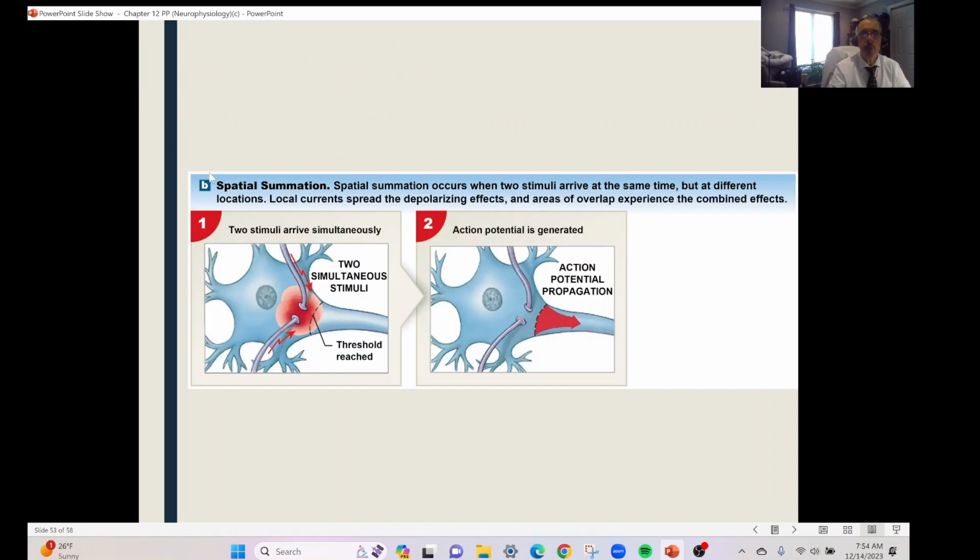So let's take a look at spatial summation first. Spatial summation occurs when two stimuli arrive at the same time, at least two, and a lot of times it could be more, but at different locations. Local currents spread the depolarizing effects, and the areas that overlap experience the combined effects. Watch this.